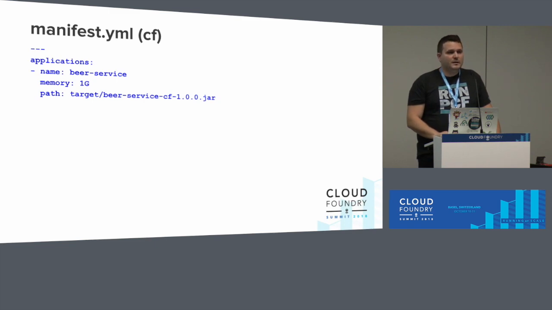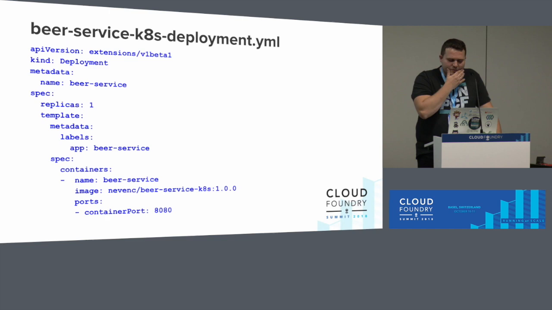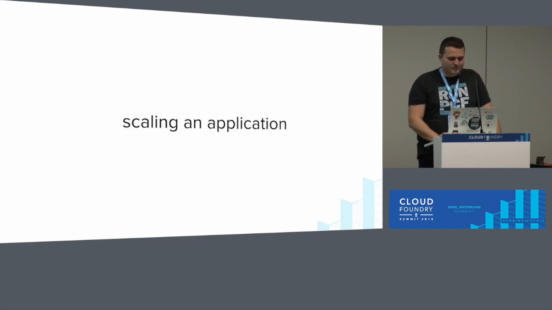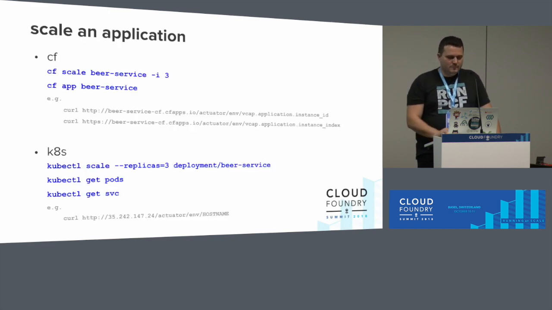Manifest for Cloud Foundry should be very simple. I could put more things here: number of instances, memory, backing services, a few other things. And in Kubernetes, I have a deployment file and I have a service file. Typically, we would combine those two, so it's a single deployment artifact, which is a deployment and a service. How do we scale an application? Well, cf scale or kubectl scale, right? So it's very, very similar.